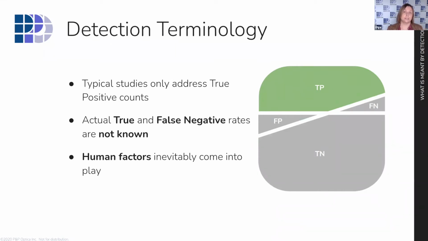So typical studies for detection and inspection only address the true positive counts, but the actual true and false negative rates are not known. For humans, that's even worse, because not only can't you know what objects have been missed, but you also don't know what false positive rates humans have, because they just don't report it.